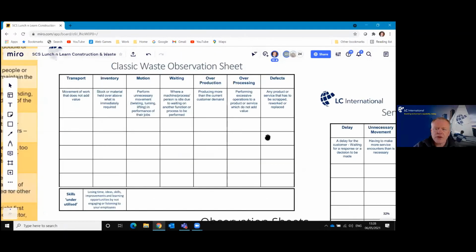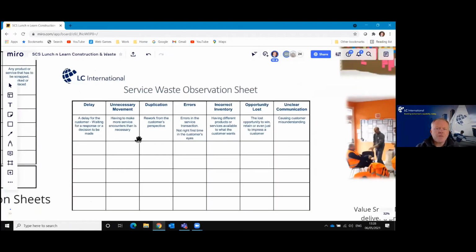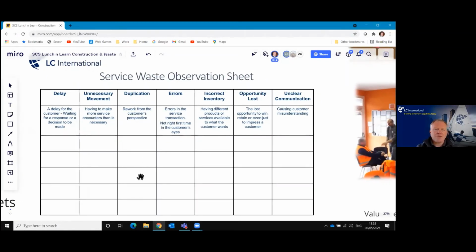Now, a number of you on the call today on this workshop may not work with a physical process. So I've added here an example of what we call a service waste observation sheet. So things around what take you away from your tasks and stop you from doing what you believe is the right thing. Is it a delay, waiting for information? Is it unnecessary movement? So how many times are you having to move around different screens or applications on your computer or systems just to get the right information?